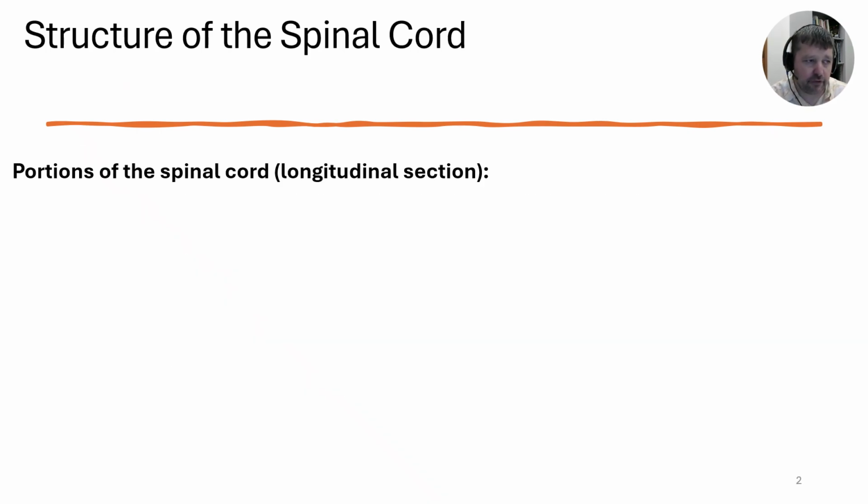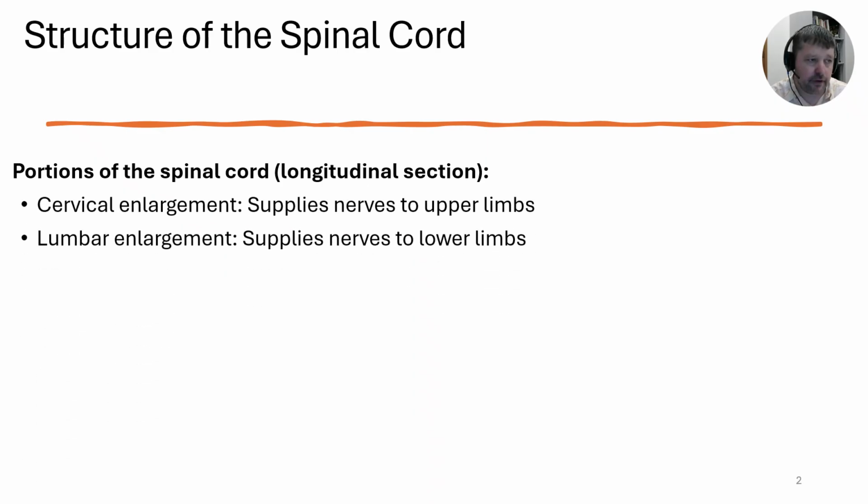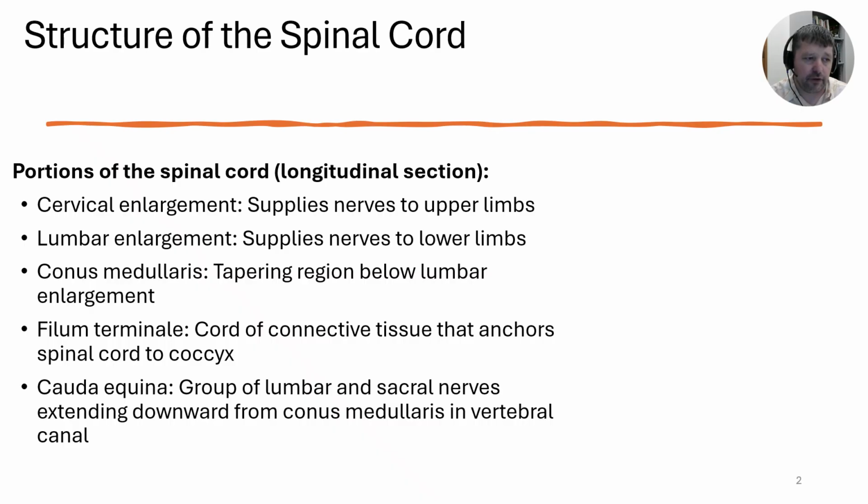Okay, so let's look at a longitudinal section and look at the different regions. So you have the cervical enlargement. That supplies the nerves to the upper limbs, and then the lumbar enlargement supplies nerves to the lower limbs. And then you have some other regions where you have some tapering off. You have some connective tissue that anchors the spinal cord to the coccyx, which is the filum terminale. And the cauda equina is a series of nerves that extend down into the vertebral canal.